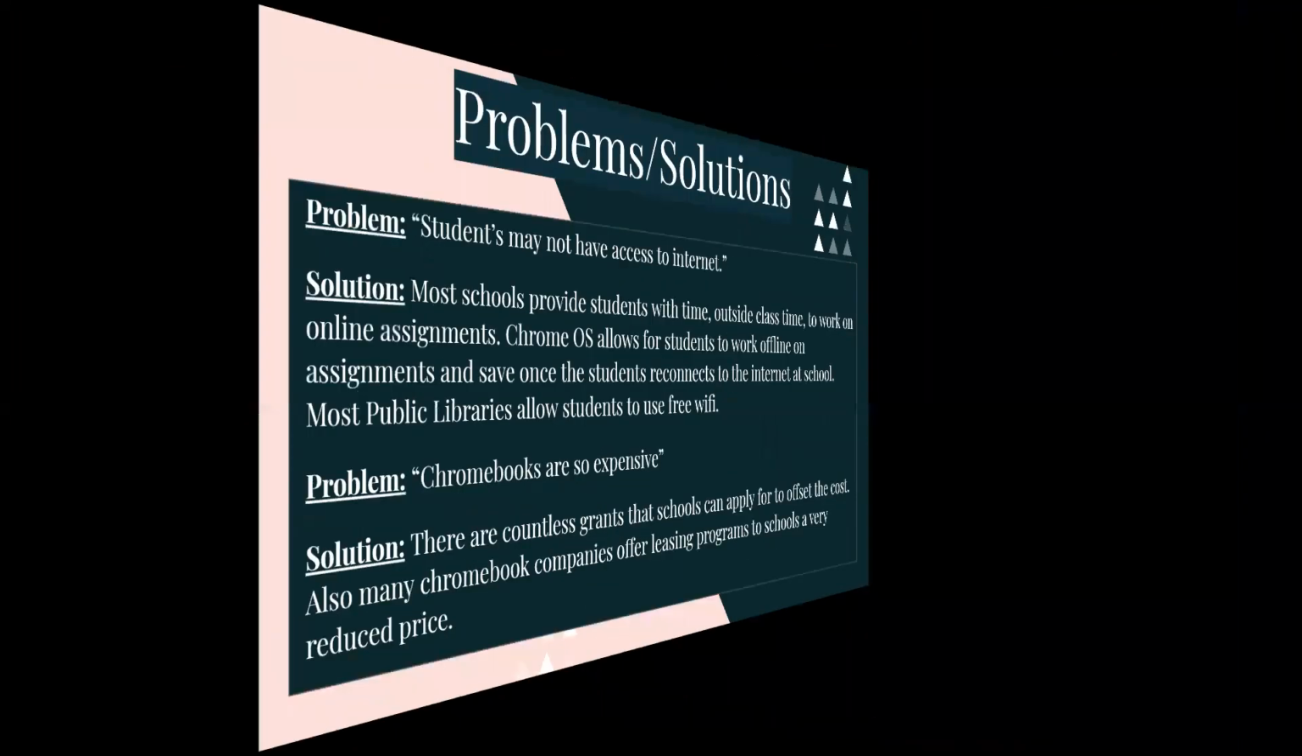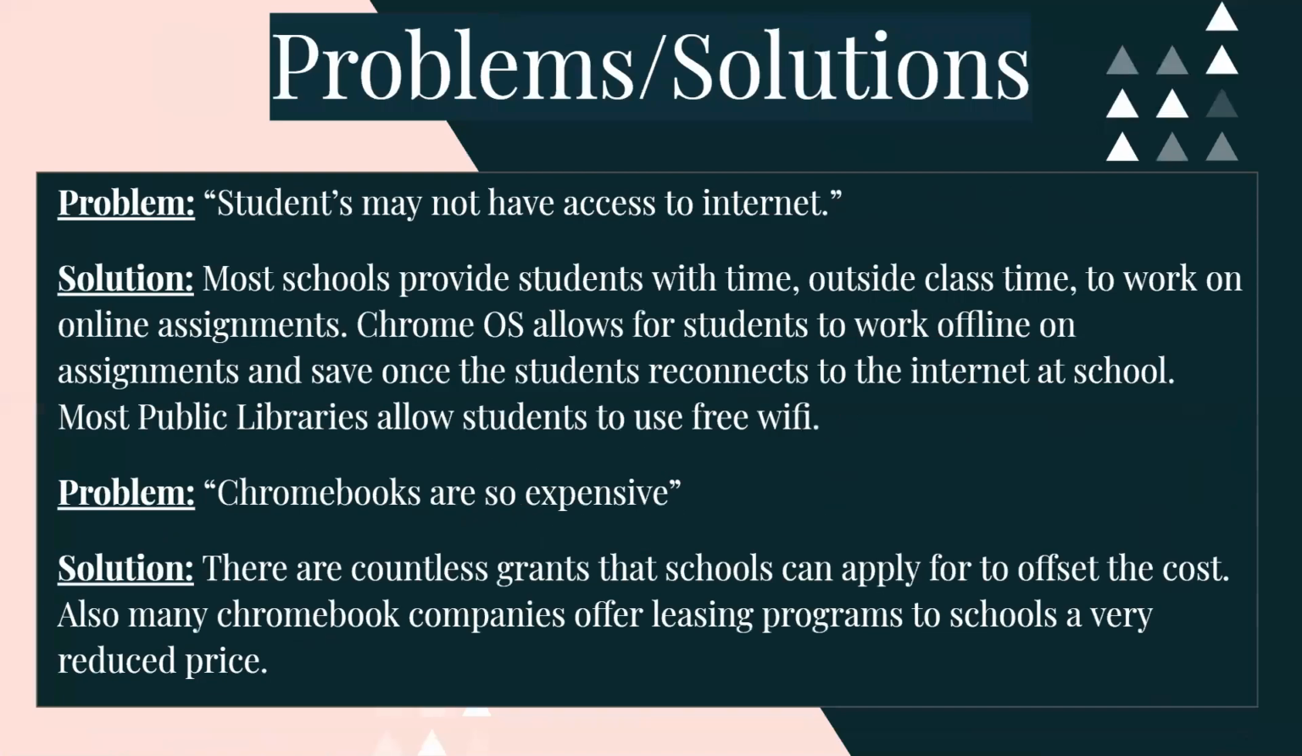There are several problems that come up with Chromebooks. Some students may not have access to internet is a problem that most schools will hear when considering one-to-one technology using Chromebooks. Some schools will provide students with outside class time, maybe after school or before school, to use the internet at school. The Chrome operating system also allows for students to work offline, and they can access those materials outside of school, and then when they reconnect to the internet, that material will save. Another option is public libraries allow for free Wi-Fi for students.